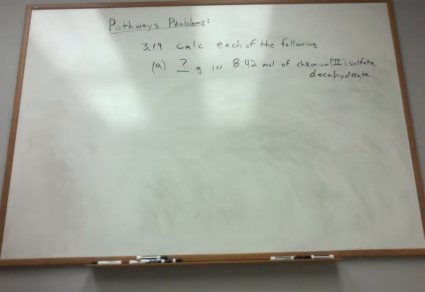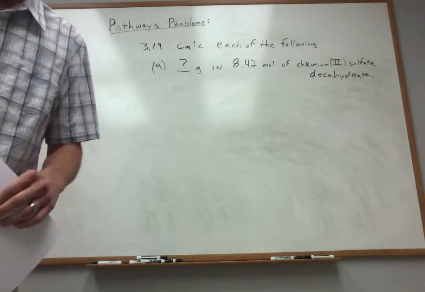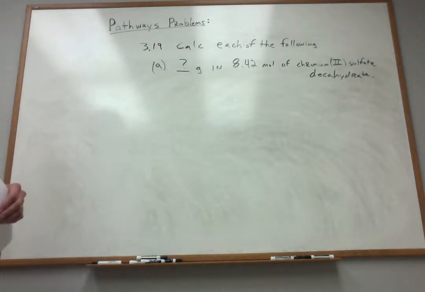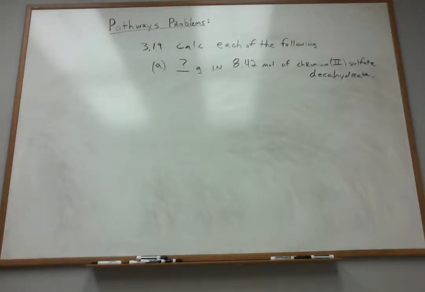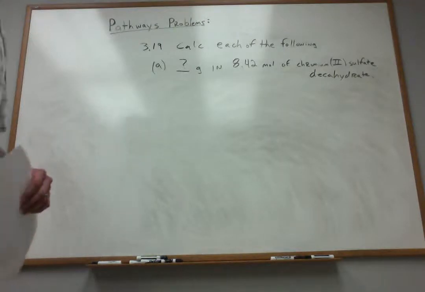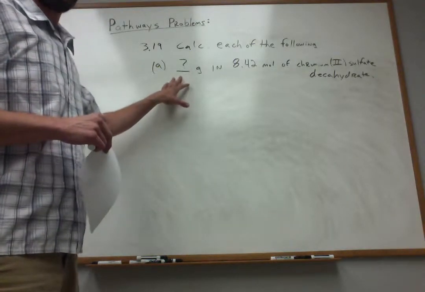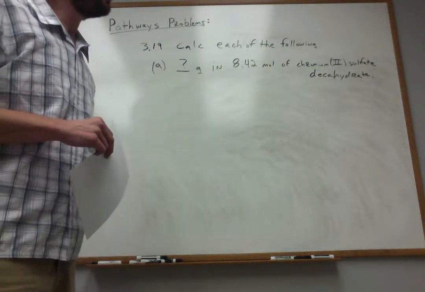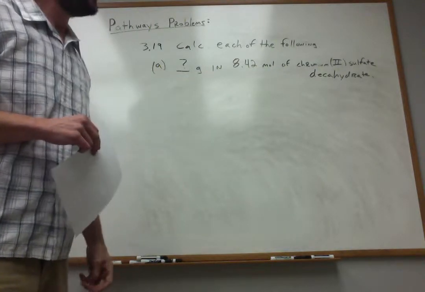Okay, we're going to work 3.19. At this point, it asks us to calculate each of the following. This problem is a lot like 3.17, except there are subtle nuances that make it a little bit different, and I want to point those out to you, okay? Part A asks us how many grams are present in 8.42 moles of chromium(II) sulfate decahydrate.